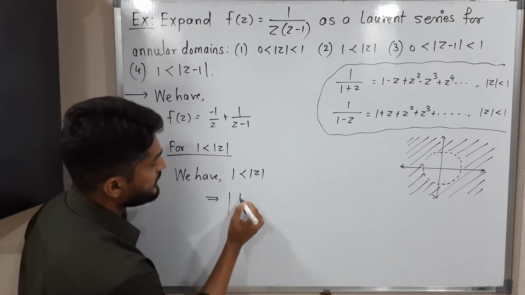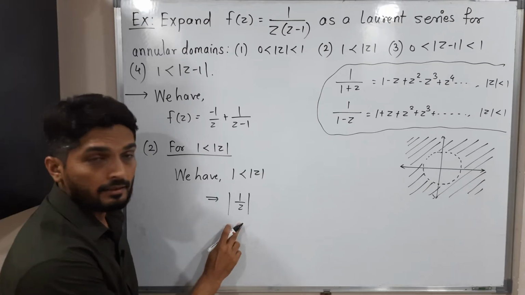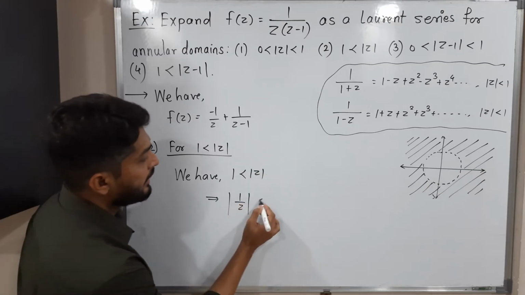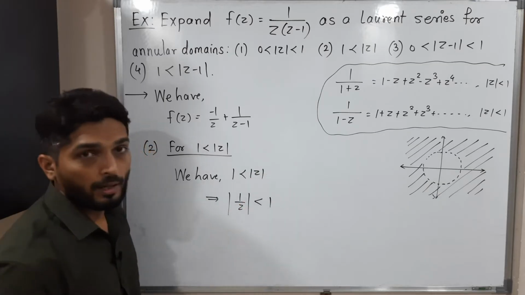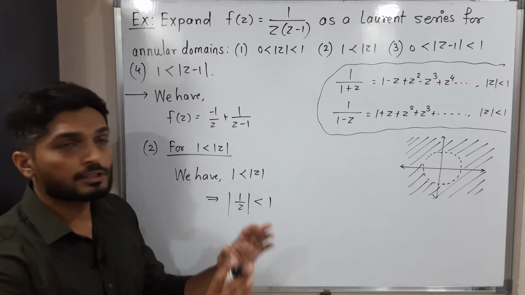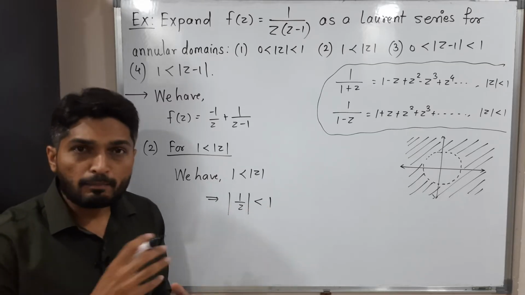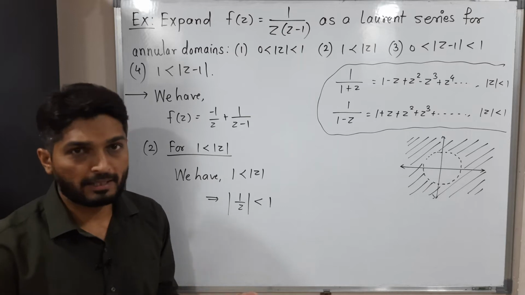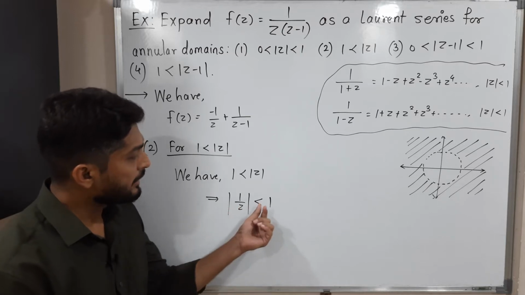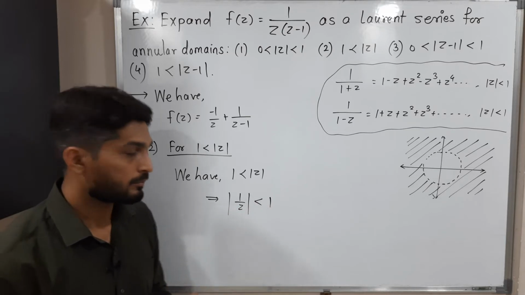If we divide by mod z, we will have 1 by z here. That mod z will come on this side, and if you divide by mod z, we will have 1. So now the condition is satisfied. Whatever is inside the mod doesn't matter, but on the right hand side we should have 1. So let us go further.